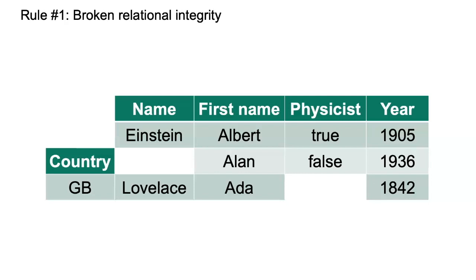This is a counterexample where they don't have the same attributes. For example, the second tuple is missing the name, and the third one is missing the physicist's attributes, and it has an extra country attribute, right? So this is here broken, rule number 1.